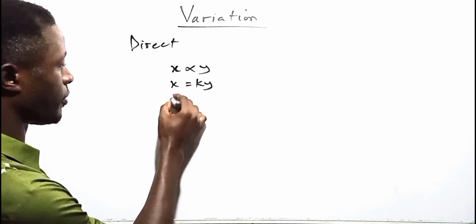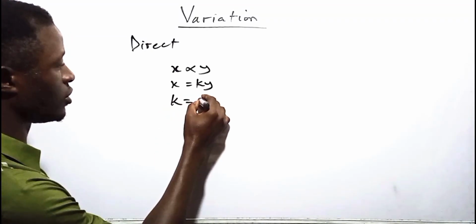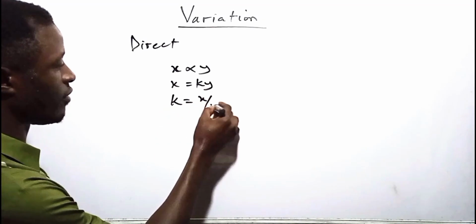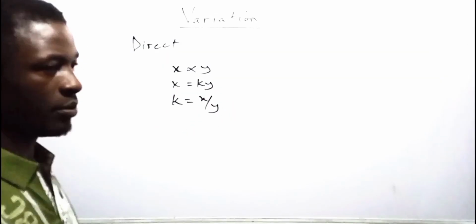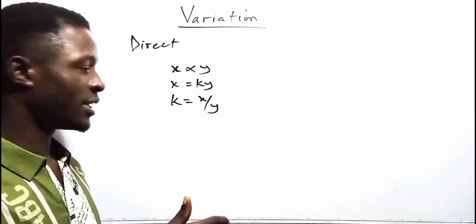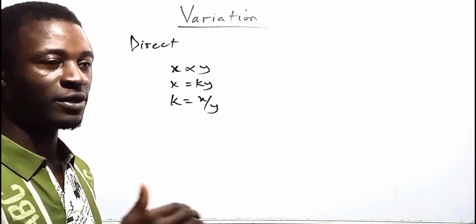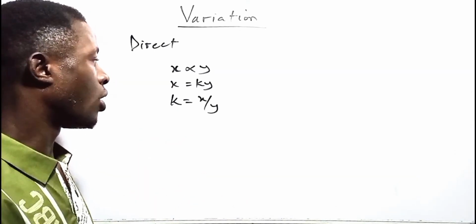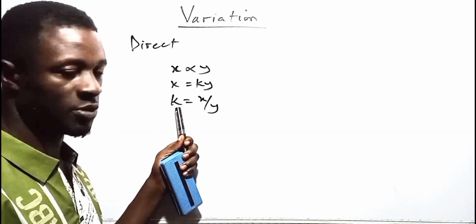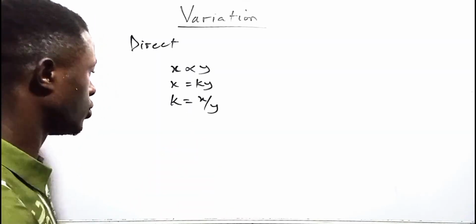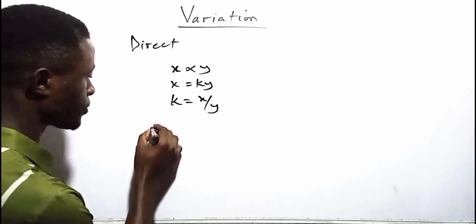This k is showing the proportion of variation. So we say k is equal to x over y. Where k is constant, it means that for every successive new value of x or new value of y, k must be constant. So let me show you using a diagram.